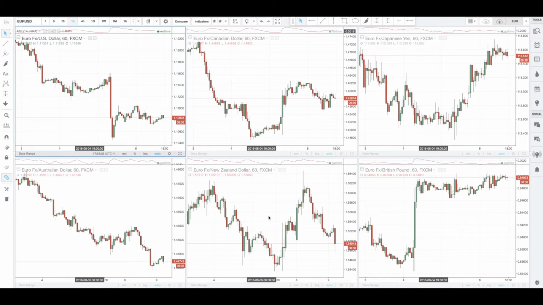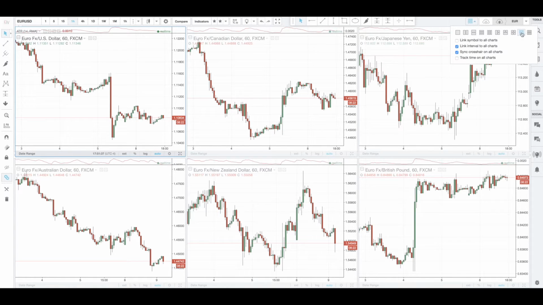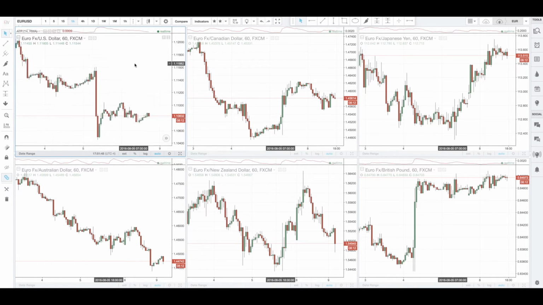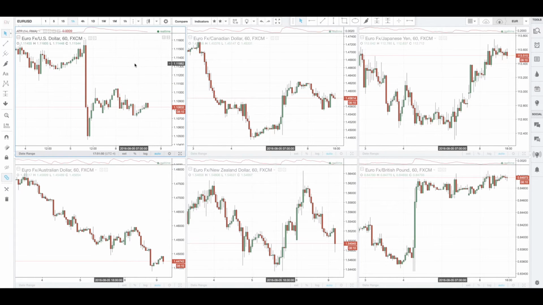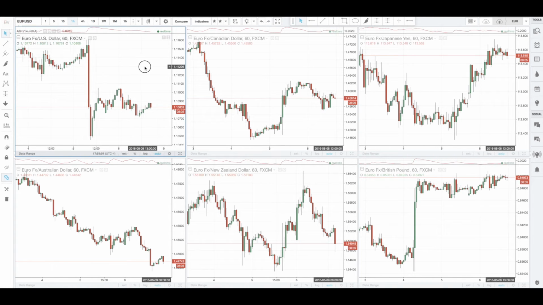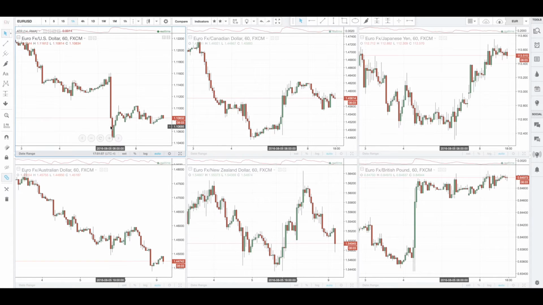Now, this can be easily set up, whether you use MT4 or TradingView or TradeStation or Interactive Brokers, whichever broker you use. If you're on TradingView, you have this option here, the select layout. I think you need a pro account to get the multiple charts up and running. The common pairs I use are Euro USD, Euro CAD, Euro Yen, Euro Aussie, Euro New Zealand, and Euro Pound. So how do we use correlation to analyze the situation here?